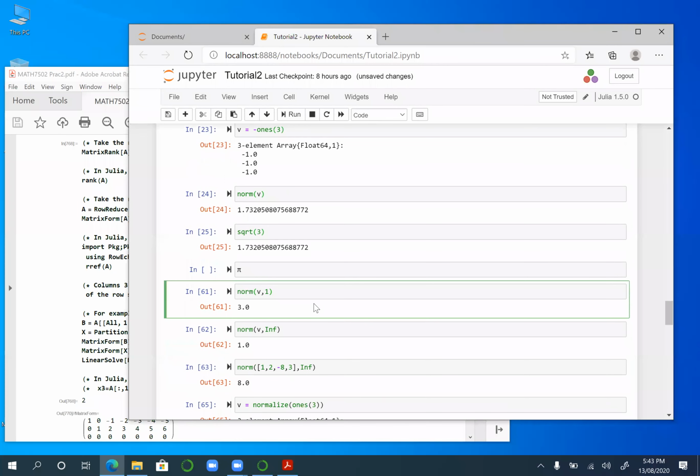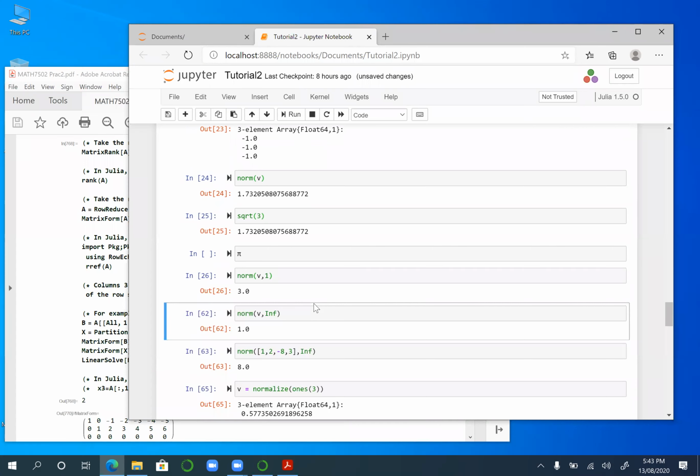All right, now next, norm V comma 1. So what is this? Well, this is the L1 norm, which is the sum of the absolute values of the entries. Okay, so we can see since we have -1, -1, -1, the sum of the absolute values would be 1 plus 1 plus 1, which is 3. Okay, so that's a different kind of norm, which is useful for some other things.